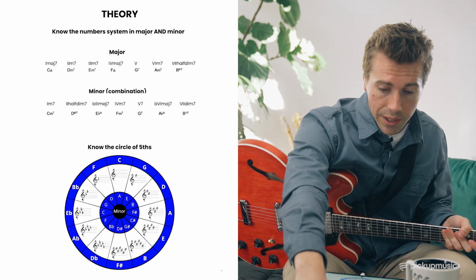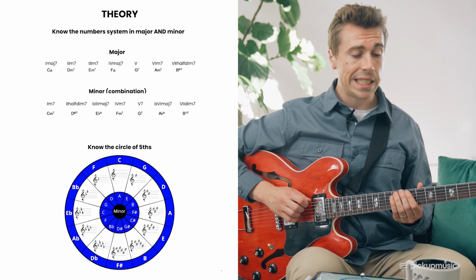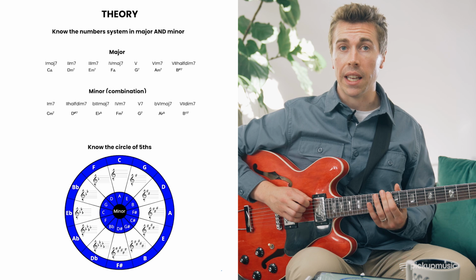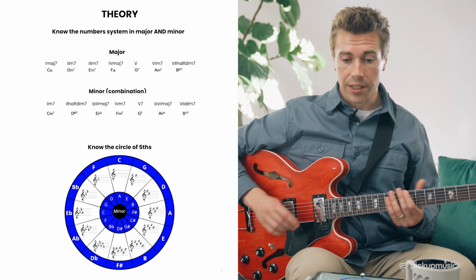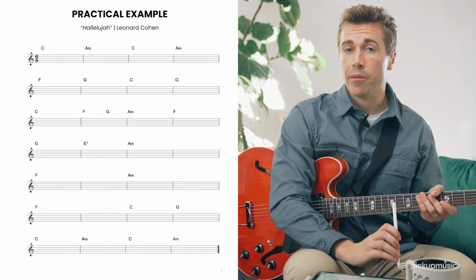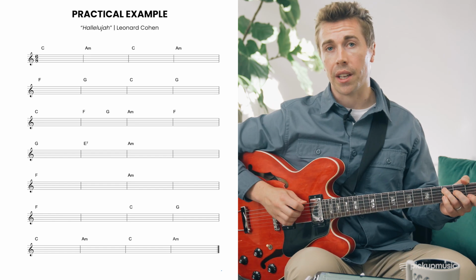You also need to know the circle of fifths and fourths. Here's the fourths: C, F, B flat, E flat, A flat, D flat, F sharp, B, E, A, D, G, C. So you need to know all of that like the back of your hand. Once you have mastered that, you can take a common song form like Hallelujah. I'm going to play the first 4 bars.